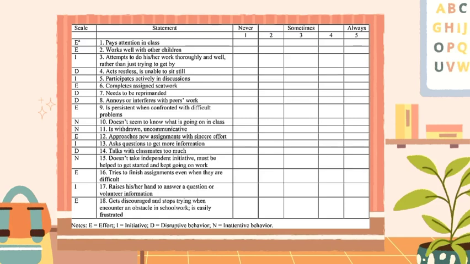Then another example is raises his or her hand to answer a question or volunteer information. So the same goes for number 1 to number 18. So you can check the ability or the performance of your student here. You can check number 1 as the lowest score and 5 as the highest score.